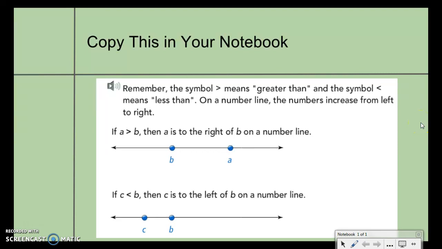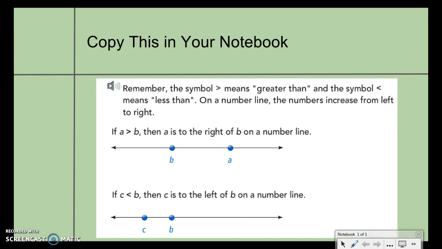Alright, so whenever you see copy this in your notebook, it means copy this in your notebook. Some of them will say think about it, so you won't have to copy those down. Just copy this. So remember the symbol that means greater than and the symbol that means less than. On a number line, the number increases from left to right. So if A is larger than B, then A is going to be to the right of B on a number line.